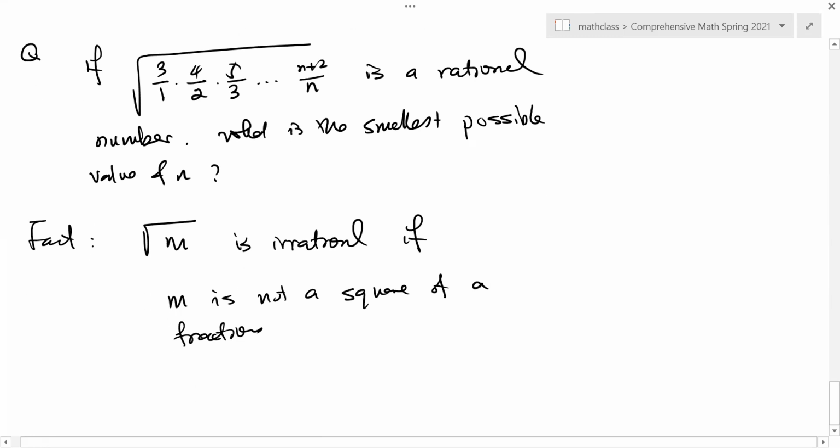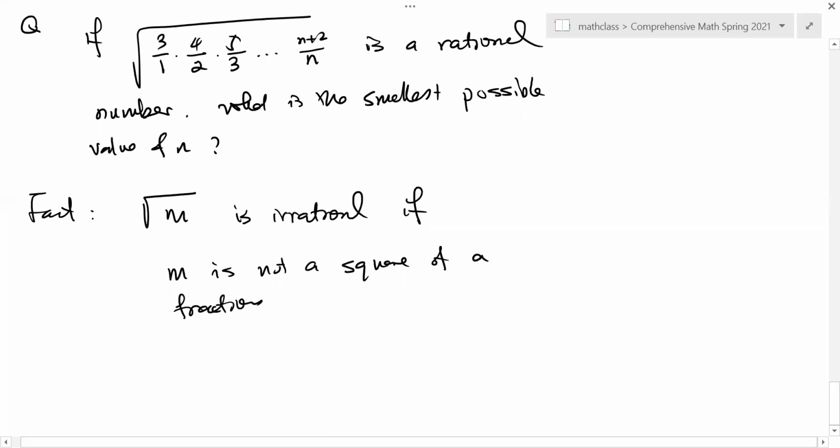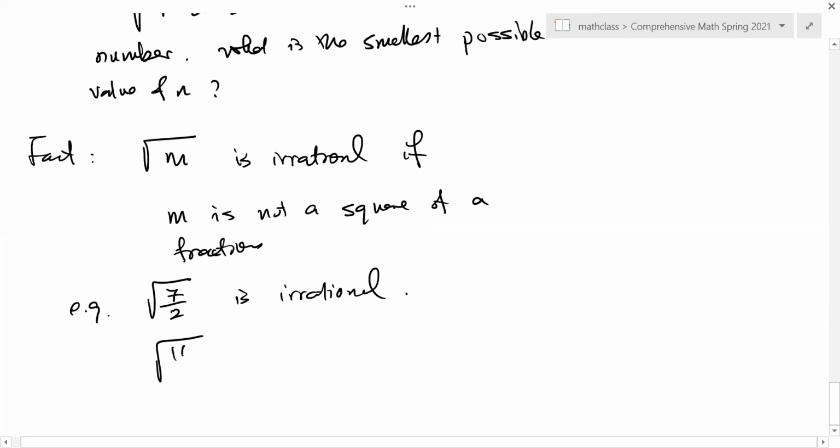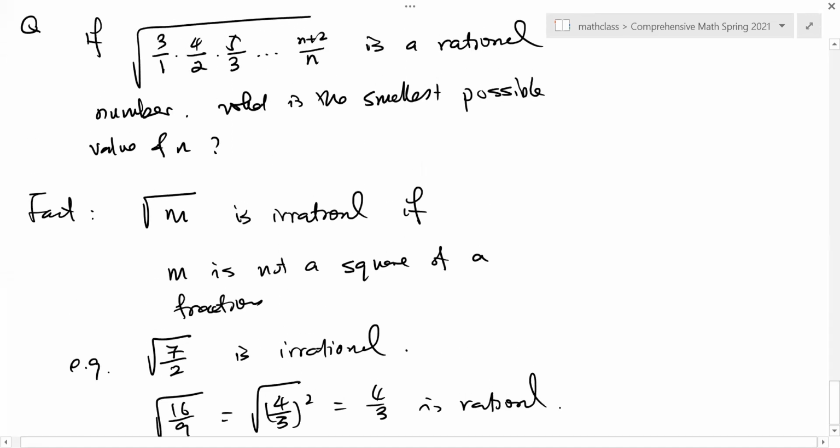If you cannot get rid of the radical, in other words, such as the square root of 7/2, it is irrational. But 16/9 is the square of 4/3, so its square root, 4/3, is rational. Got it? Let's go back to this problem.